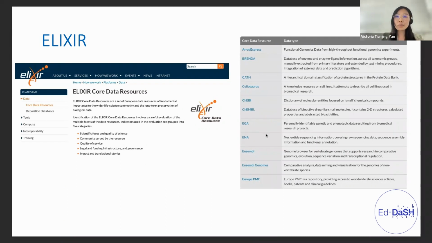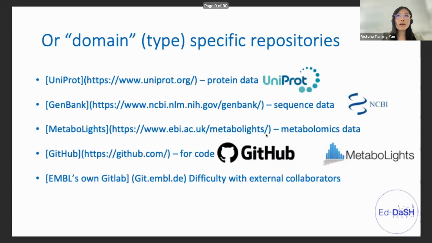So this is what we have here. There's other examples of domain-specific type of repositories, for example, protein data, UniProt, sequence data, and NCBI, metabolomics data, and yeah, we already discussed GitHub, which is a commonly used repository for code, but maybe not ideal for long-term usage.